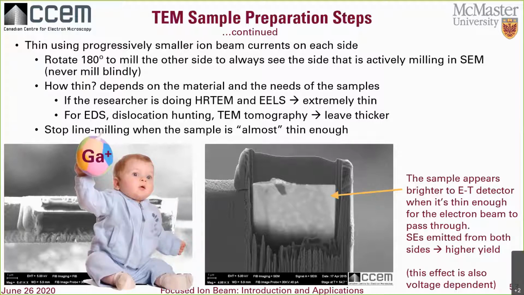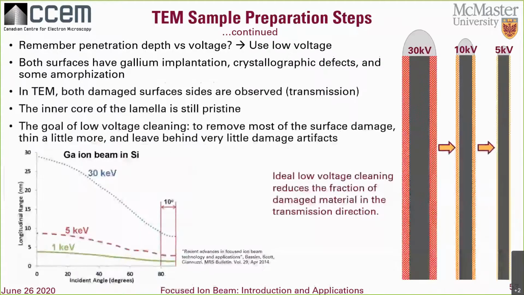So we're switching to low voltage. Remember what I said in part 1 about the penetration depth versus voltage. The two surfaces of the TEM sample will have gallium implantation, crystallographic defects, and some amorphization. In transmission, you're unfortunately seeing the additive effects of those on both surfaces. The inner core of the lamella is still pristine though, and we want the sample to be a little thinner and a lot less damaged after moving through the low voltage steps.